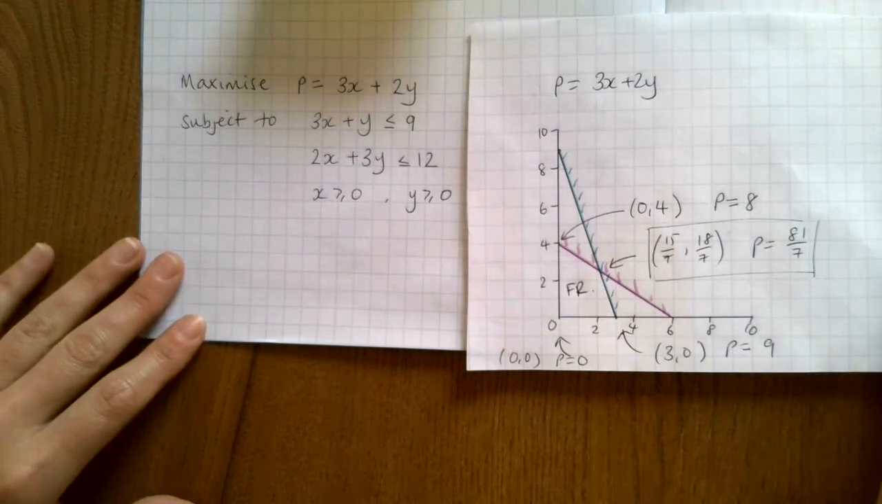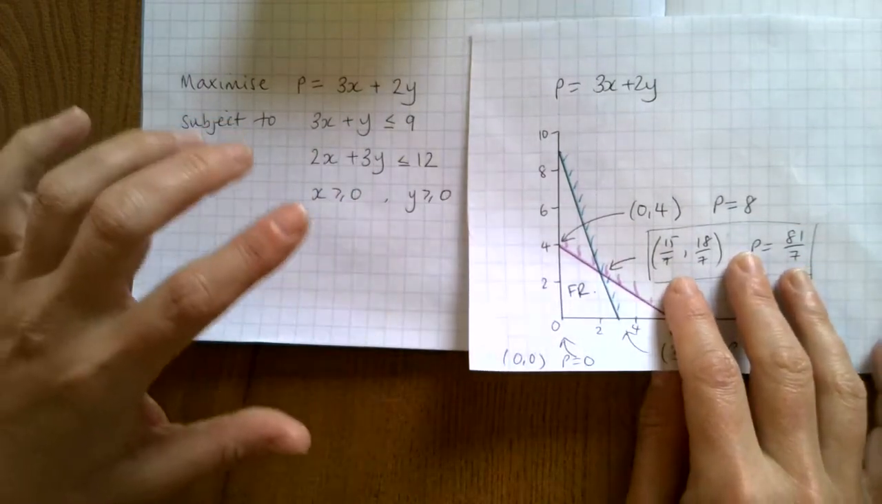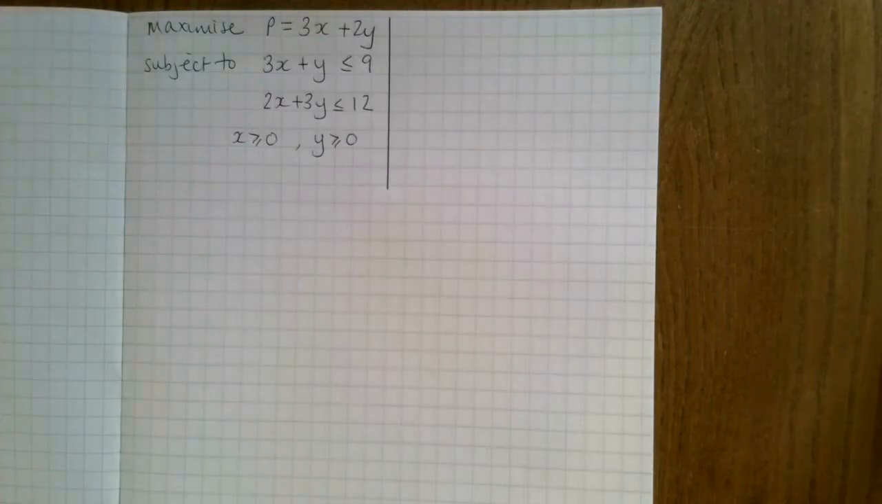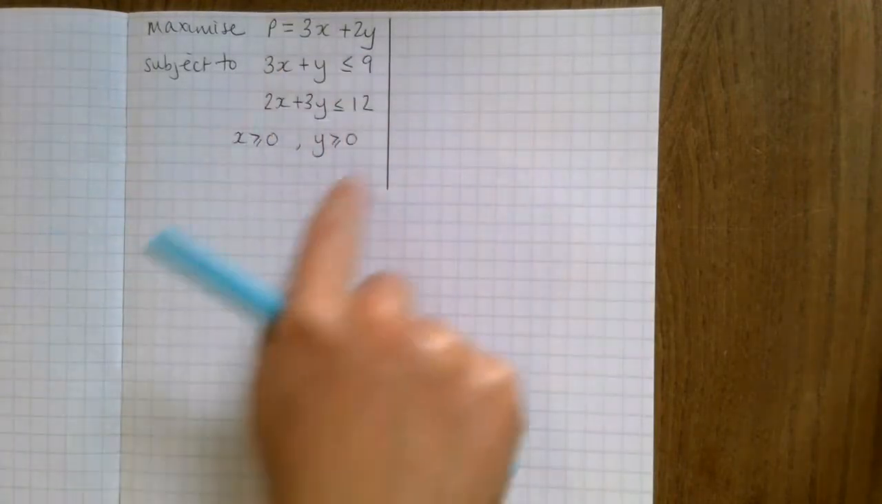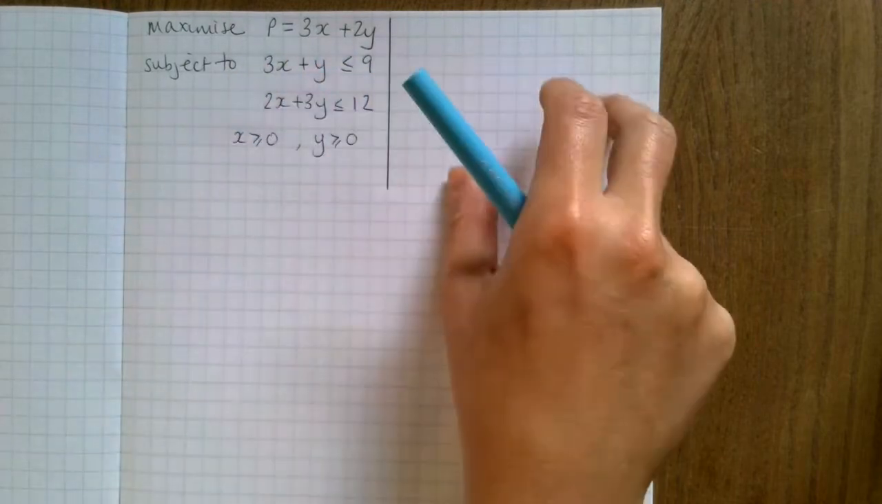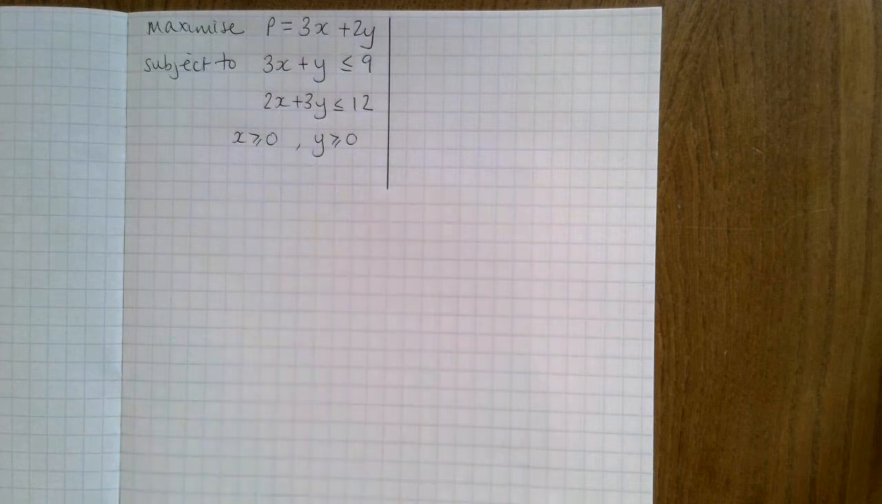So we're going to now think about setting up this problem as a simplex problem and then putting it into a table. Right, so this is our original linear programming problem, and we're going to turn it into a simplex problem over here. Now, in order to do that, we need to add in something called slack variables.